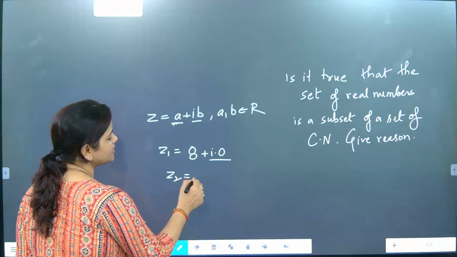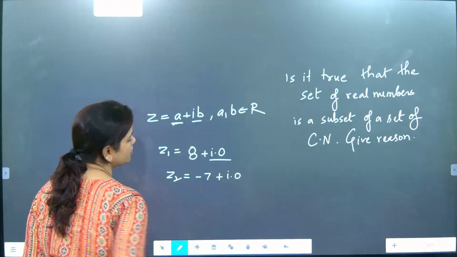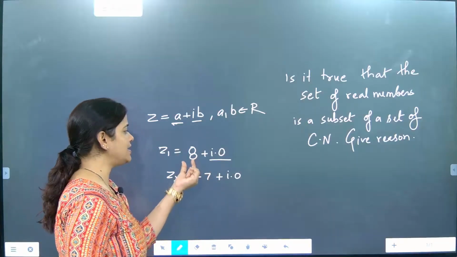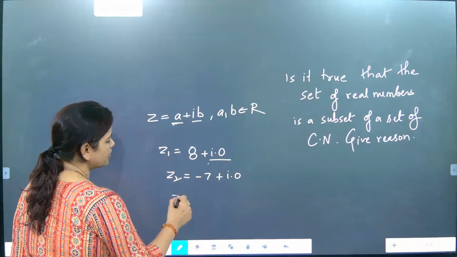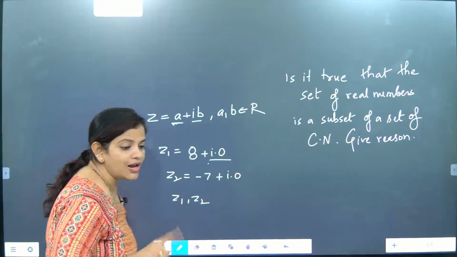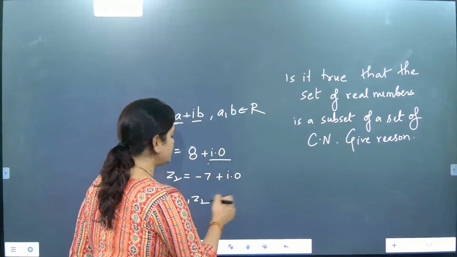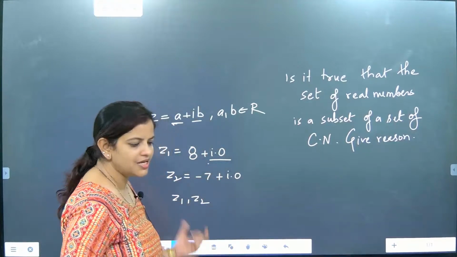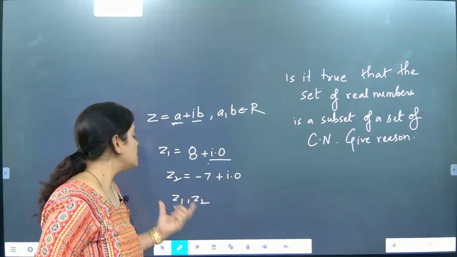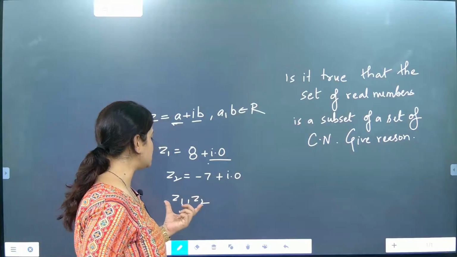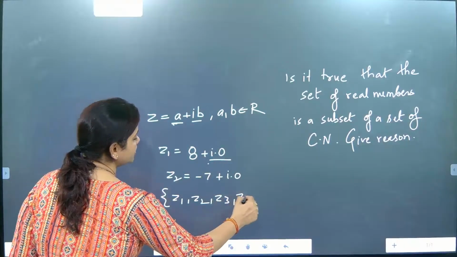8 is a real number and the imaginary part is 0. Now another complex number. Again, another number I can write: minus 7 plus i into 0. So these all become real numbers. The imaginary part is 0. So Z1, Z2, they all are real numbers. So these all sets are real sets because the imaginary part is 0. So a real set will consist of all this Z1, Z2, Z3 of this type.